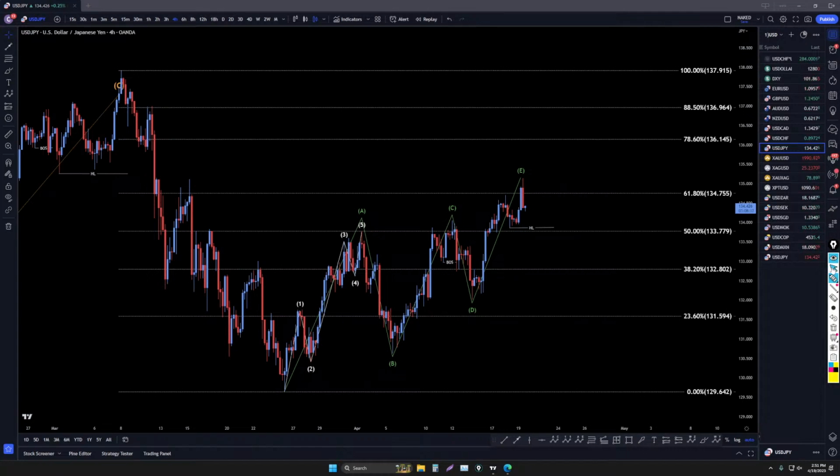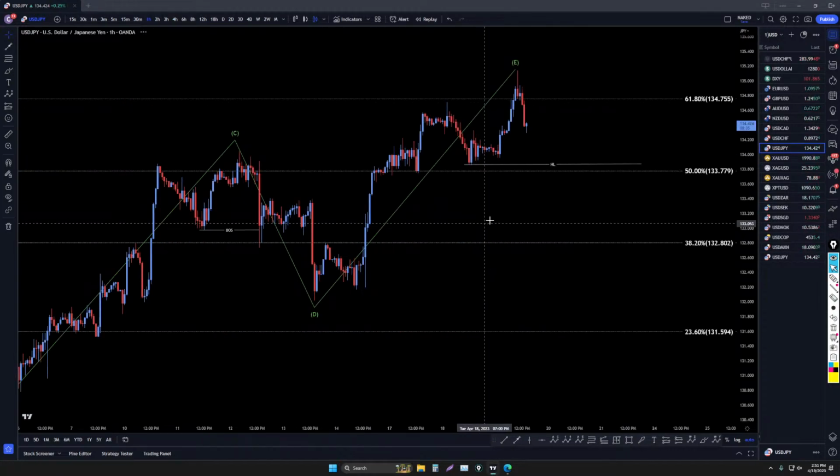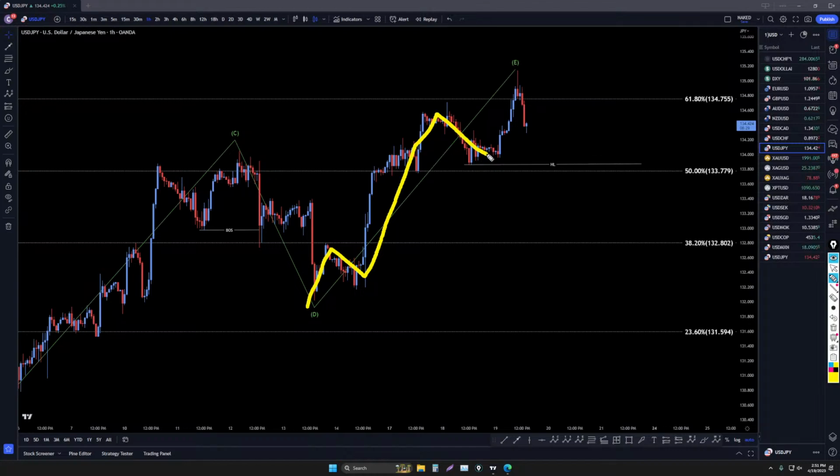So now we can head down to the 1 hour time frame. On the 1 hour time frame, it looks like a 1, 2, 3, 4, 5. So we have the nice 5-wave pattern. We don't have the lower wave 4 taken out yet, so we can't really confirm that the wave E is over yet.